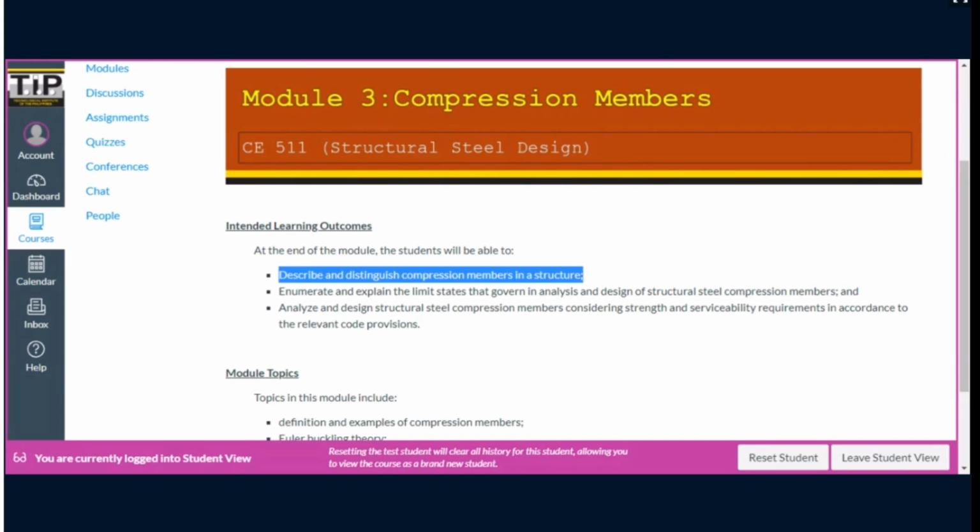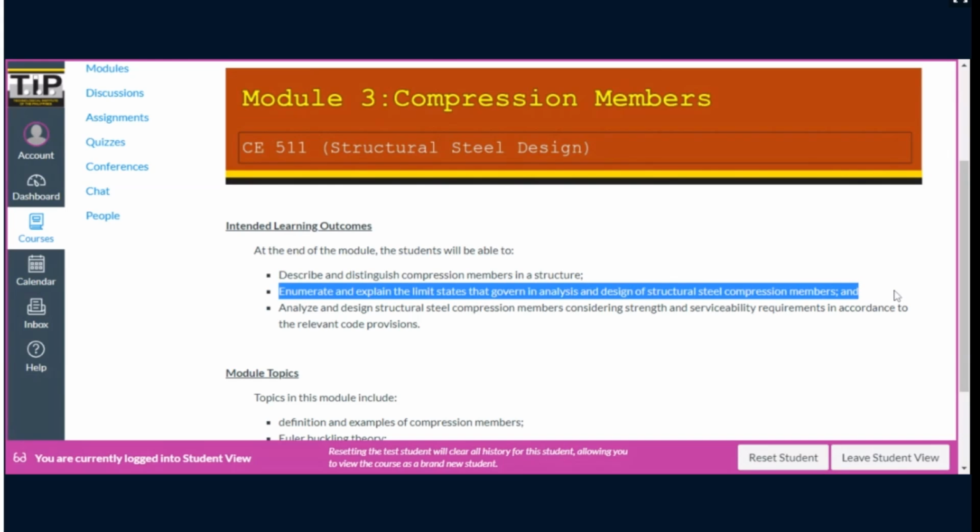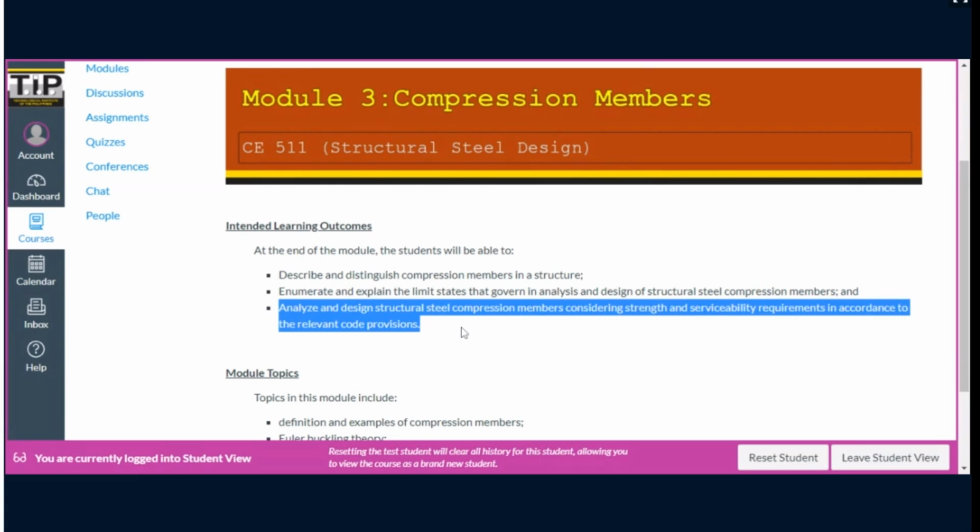in a structure, enumerate and explain the limit states that govern in analysis and design of structural steel compression members, and analyze and design those members considering strength and serviceability requirements in accordance with the relevant code provisions.